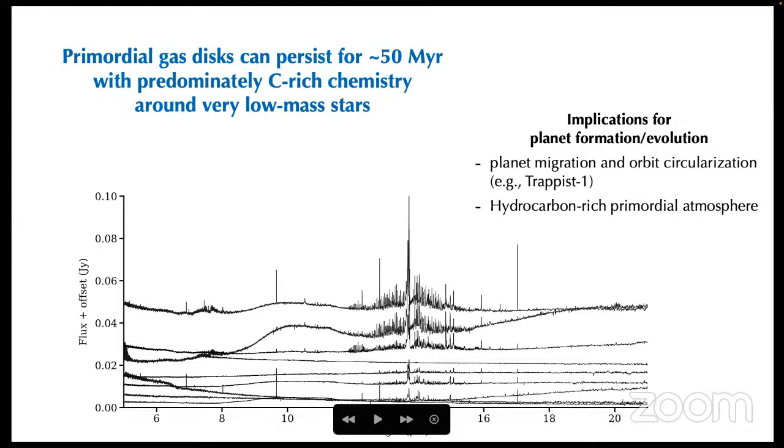So to summarize, our JWST data showed that some disks can indeed live very long, and their gas is mostly hydrocarbon rich. So I think this result has wide implications in our understanding of planet formation and evolution. On one hand, remember this is the gas that will supply the growth of planets there. So those planets may have a primordial atmosphere which is hydrocarbon rich. Can you imagine how this might affect your further atmospheric evolution and even the detectability of those rocky planets?